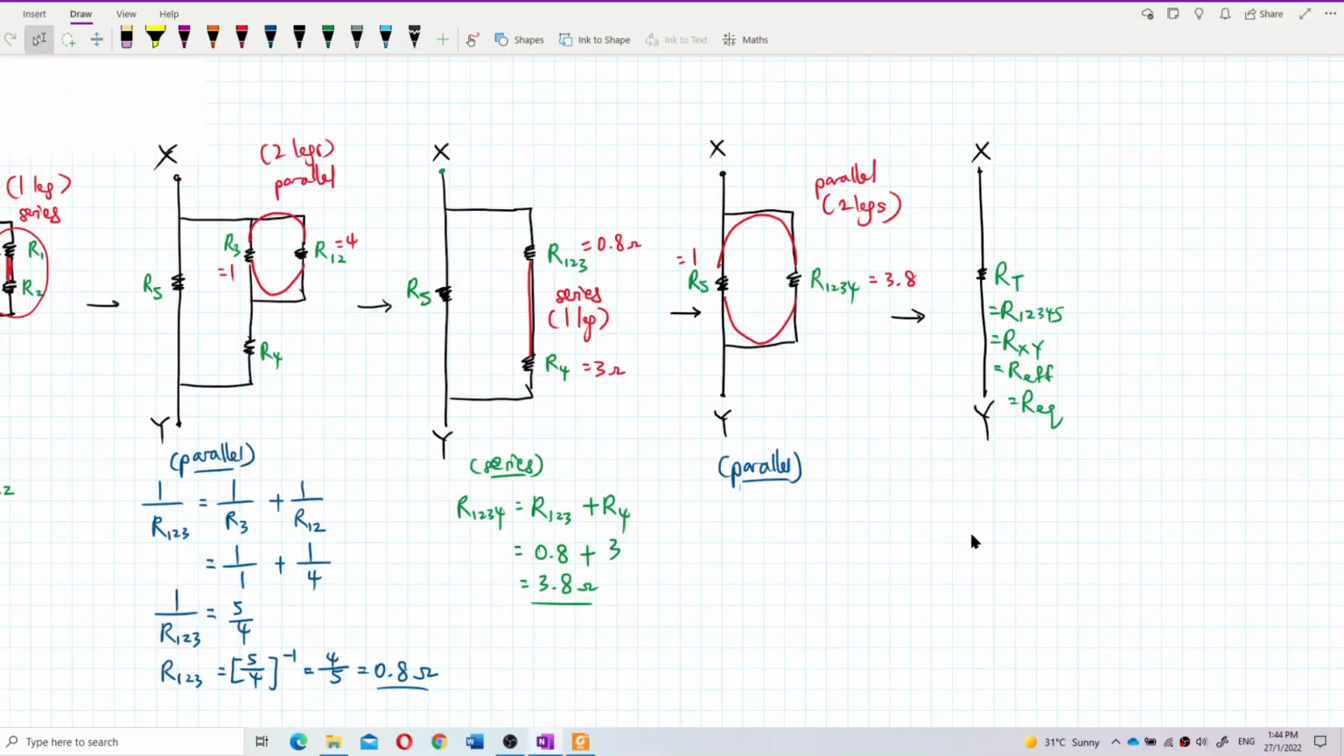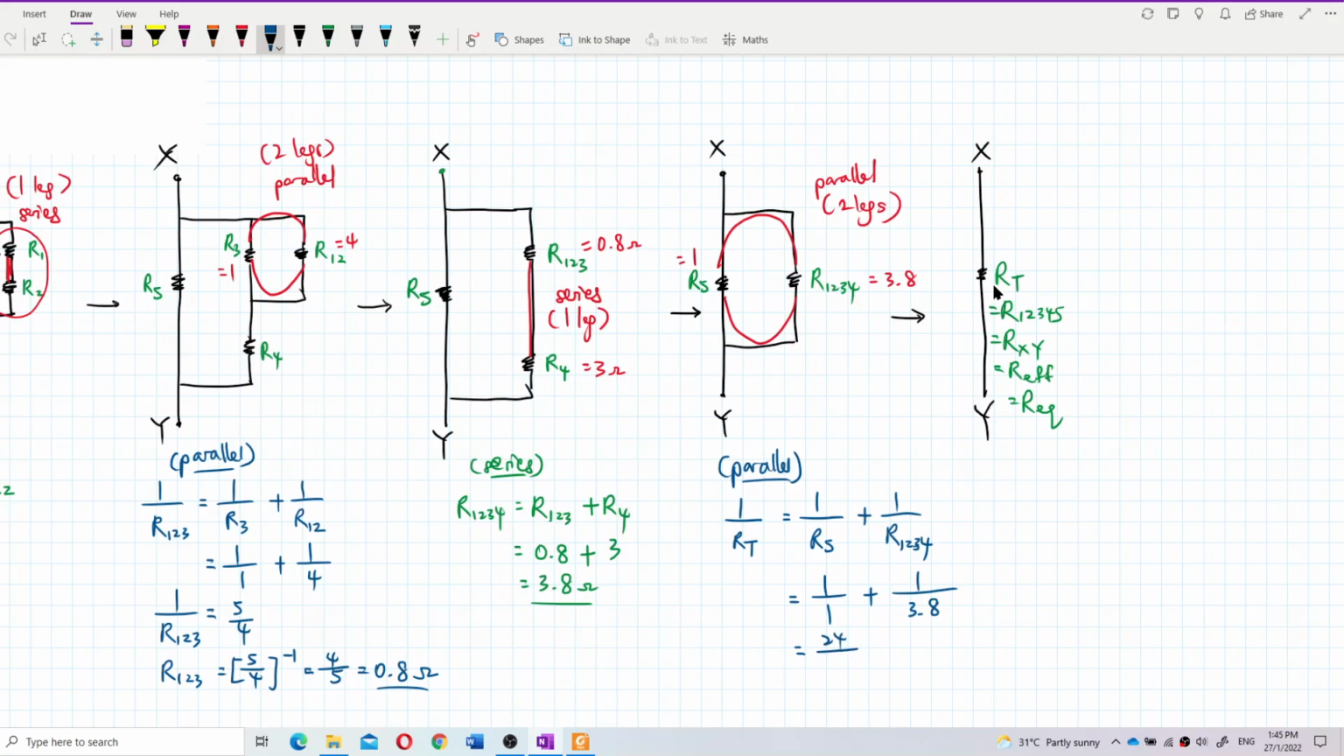So it becomes R total. I just write R total. Parallel is 1 over R: R total 1 over R is 1 over R5 plus 1 over R1234. R5 is 1 ohm, and R1234 is 3.8, and totaling up, I will get 1 plus 1 over 3.8.